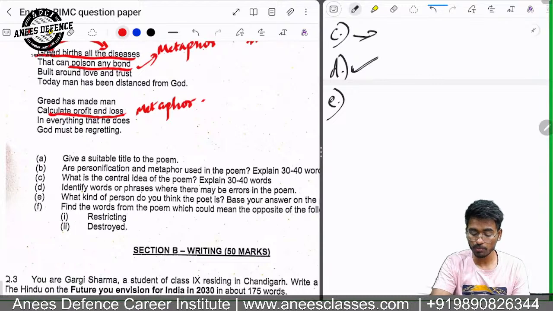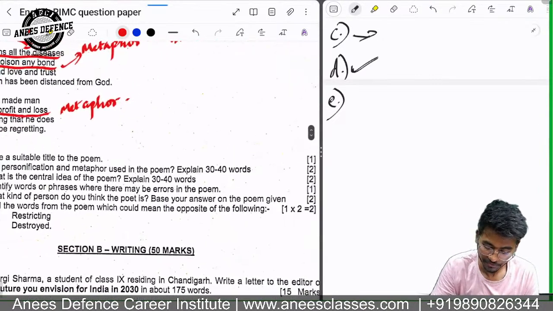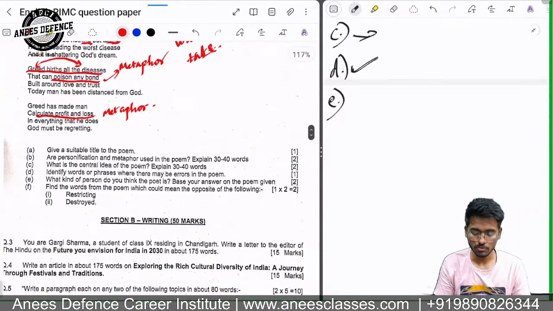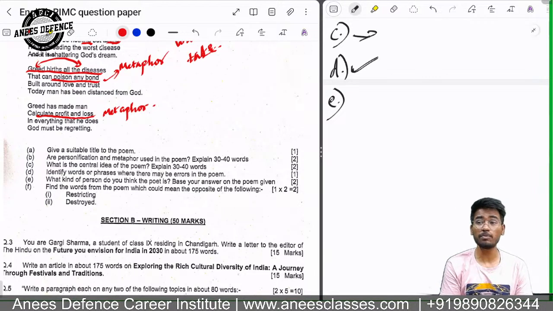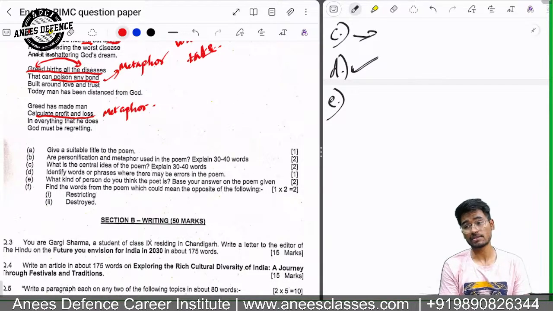What kind of person do you think the poet is? Base your answer on the poem given. Okay. Now, if I ask you what type of a person the poet is, then according to me and according to everyone, it should be like the poet loves humanity. The poet is connected with God. He knows his purpose. So the poet is a purposeful person. He knows why he is here in this world and he wants to serve humanity. So he's a humane person.